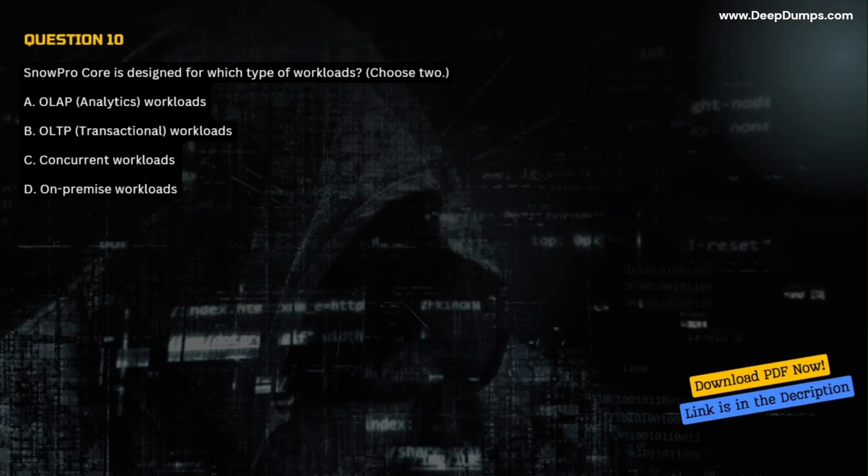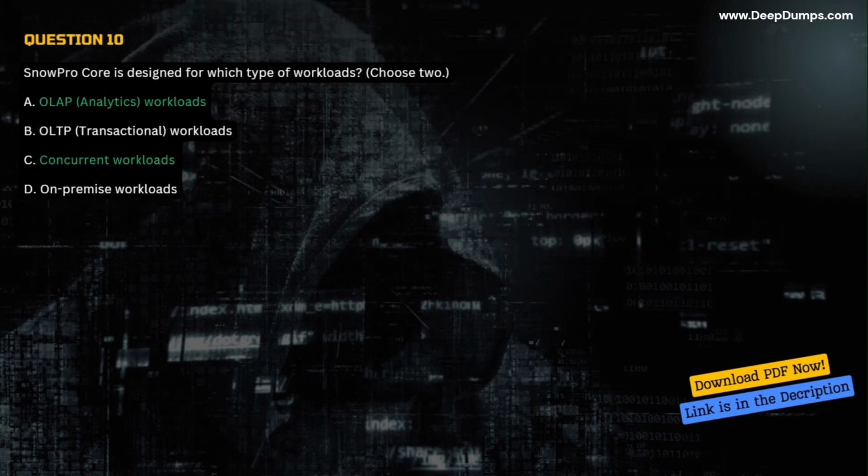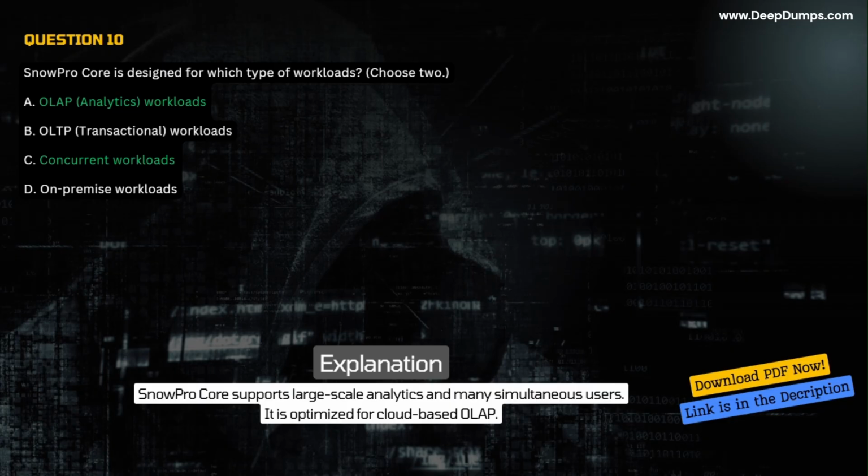Question 10. Snowflake is designed for which type of workloads? Choose 2. A. OLAP analytics workloads. B. OLTP transactional workloads. C. Concurrent workloads. D. On-premise workloads. Correct answer A and C. OLAP analytics workloads. Concurrent workloads. Explanation. Snowflake supports large-scale analytics and many simultaneous users. It is optimized for cloud-based OLAP.